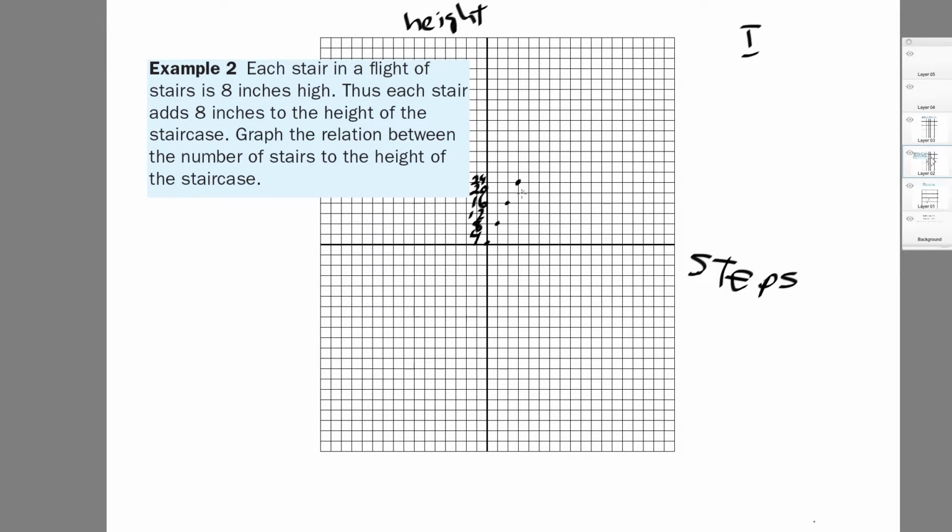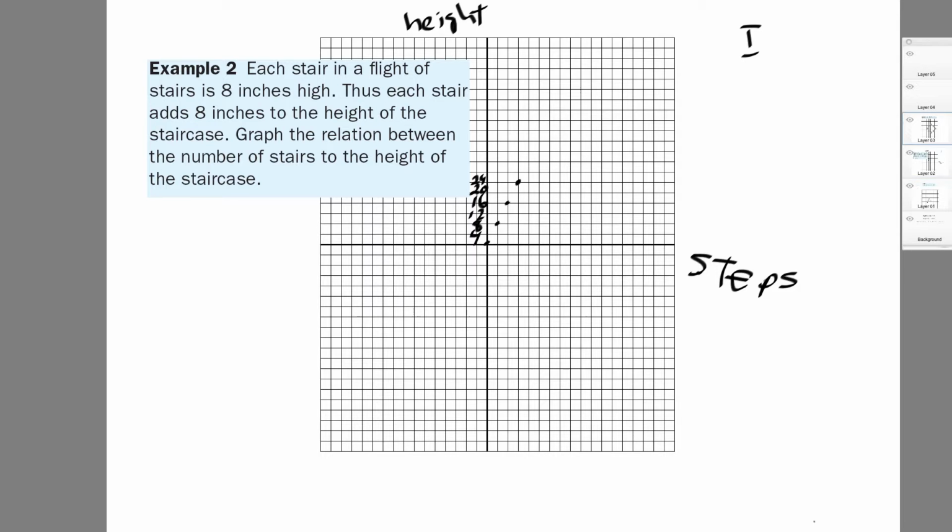Now I could keep going with this. I don't know how high this staircase is, but I've plotted the points. I'm not going to connect them because you either have a step or you don't. There's nothing in between it. So you've stepped up, and it's what we would call discrete data. We don't connect these dots, we just plot them as individual points. And this is our graph of our relationship between the number of steps and the height that you've gone up. That's our second example.